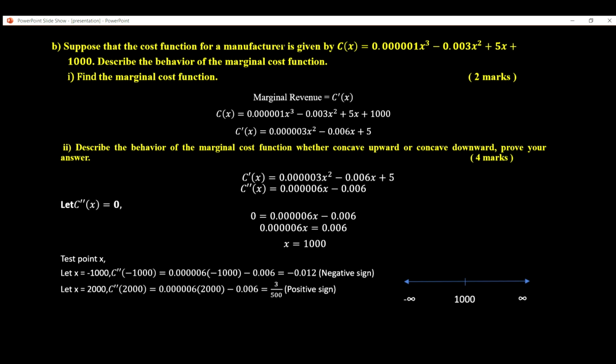So we can conclude that when x is greater than 1000, the second derivative of the cost function is positive, and when x is smaller than 1000, the second derivative is negative. So the concave downward of the cost function is between negative infinity and 1000, and the concave upward of the function is from 1000 to infinity.